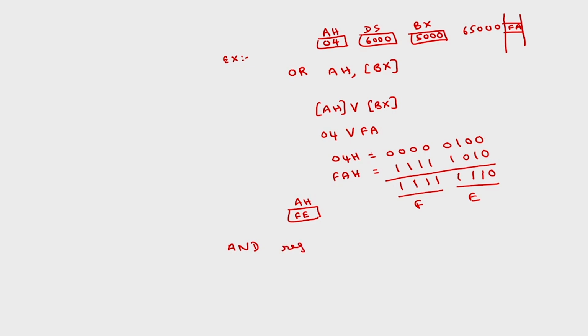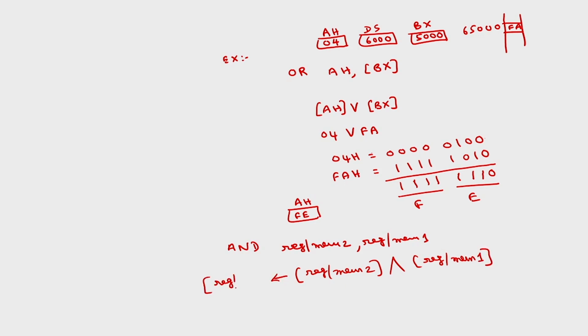AND register/memory 2, comma register/memory 1. So, basically the operation is register/memory 2 is logically ANDed with register/memory 1, and the result is stored back to register/memory 2. No need to give the example here. This is exactly similar to this OR operation, except that here instead of OR operation, AND operation will be performed.